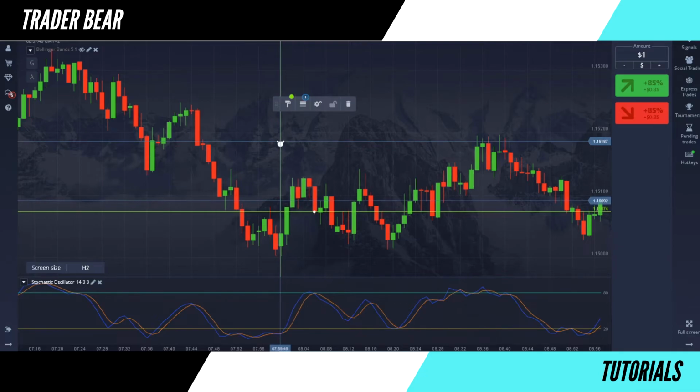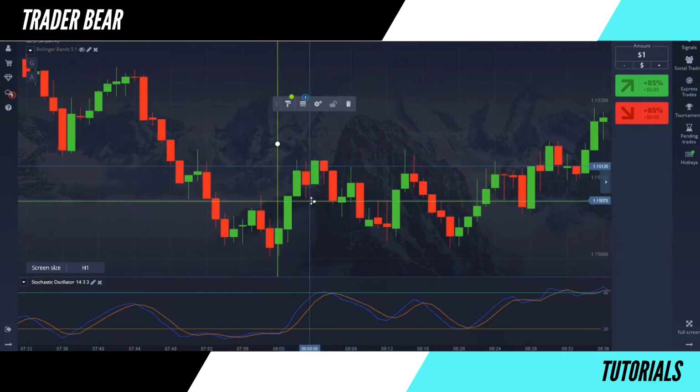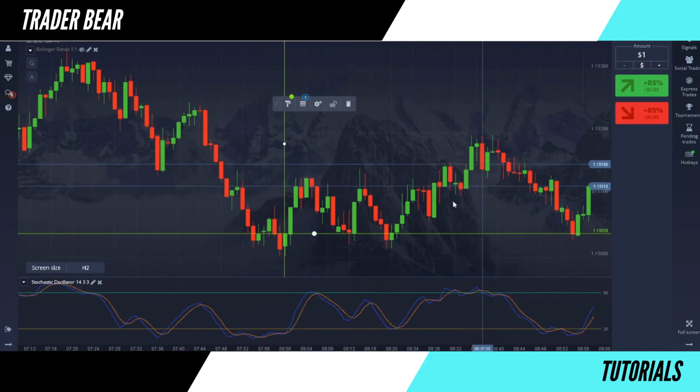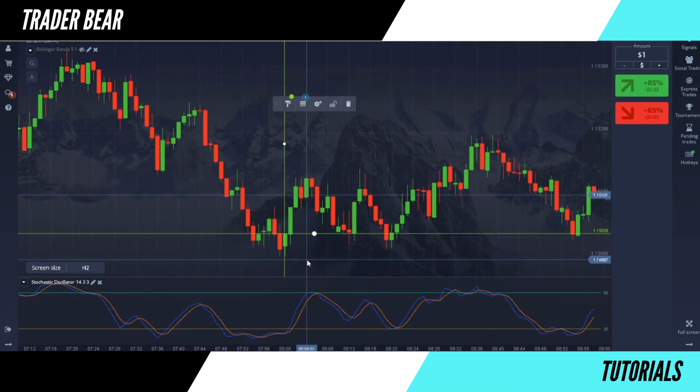We got our stochastic cross right here. The candle closed. We would have entered on the next candle right here. And as you can see, if you would have entered the trade for 1 to 2 minutes, you would have been into deep and heavy profits. These are two back-to-back examples that we just won in a row.